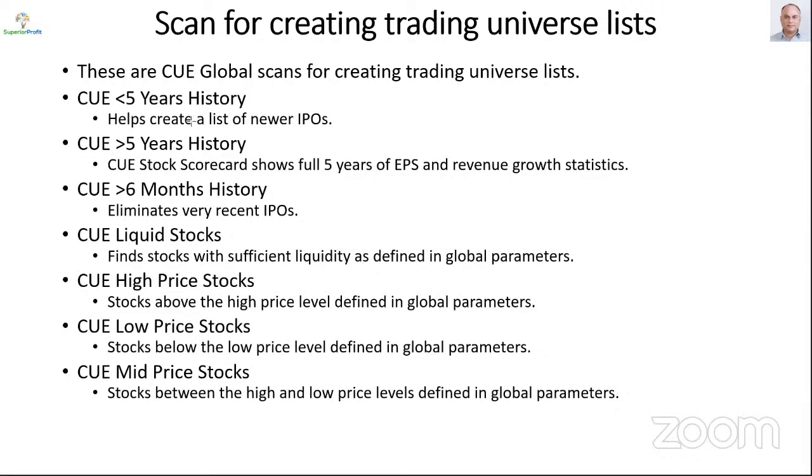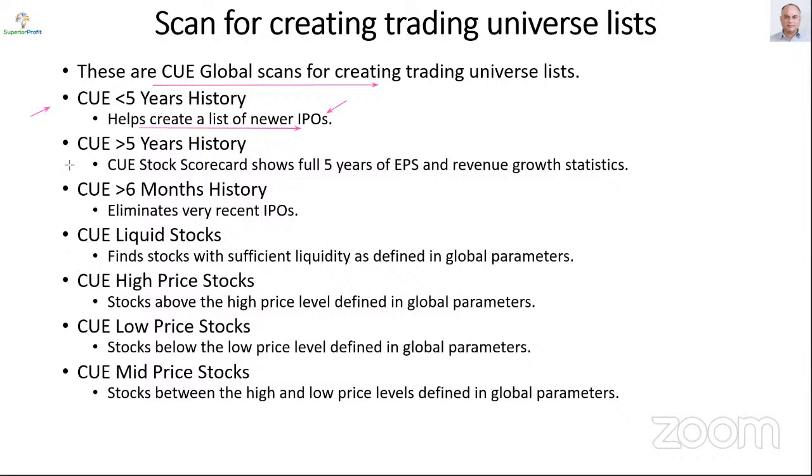Now let's go through the scans for creating trading universe lists. Let's first go through the Q global scans for that. Less than 5 years history that create a list of newer IPOs. We could look for less than 2 years, less than 1 year, but less than 5 years is also fine. Just create a list of relatively newer IPOs using this scan.